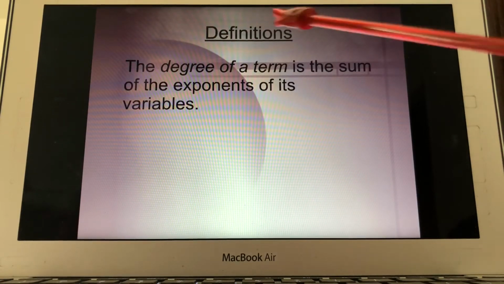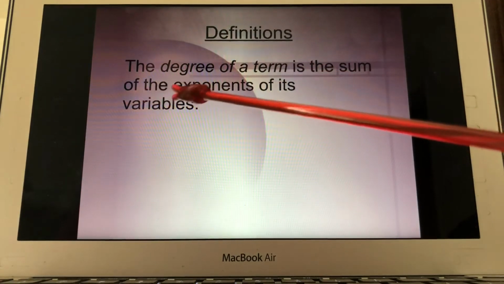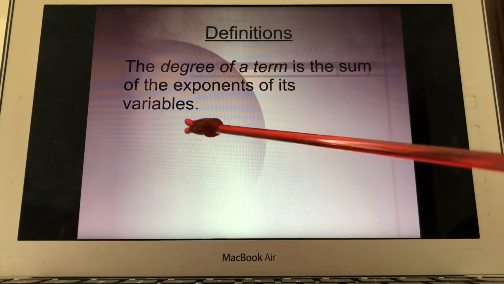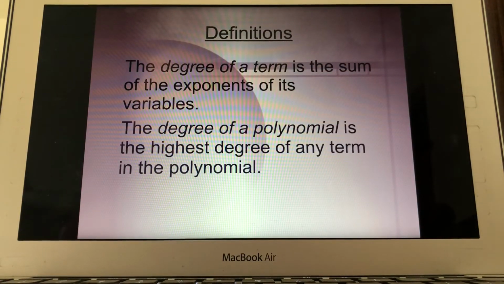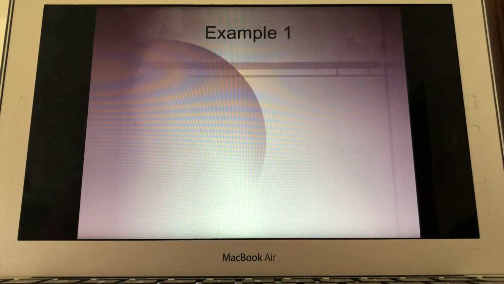The degree of a term is the sum of the exponents of its variables. The degree of a polynomial is the highest degree of any term in the polynomial. So let's take a look at some examples here.